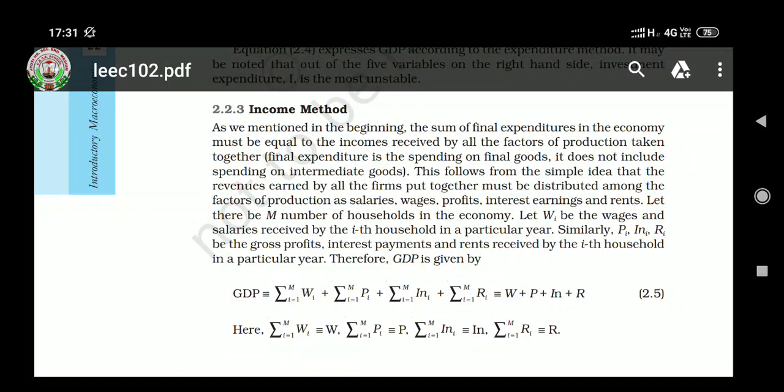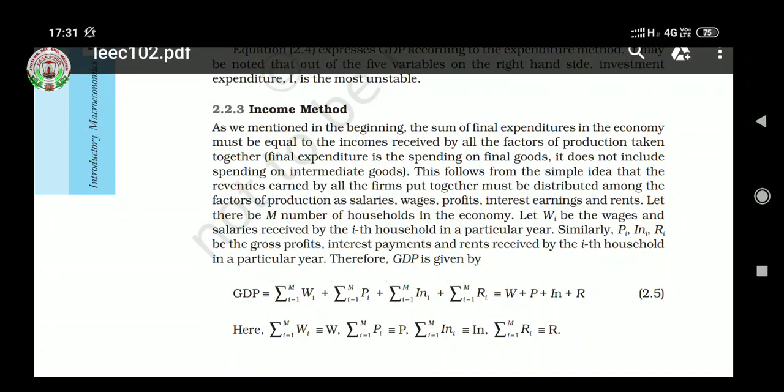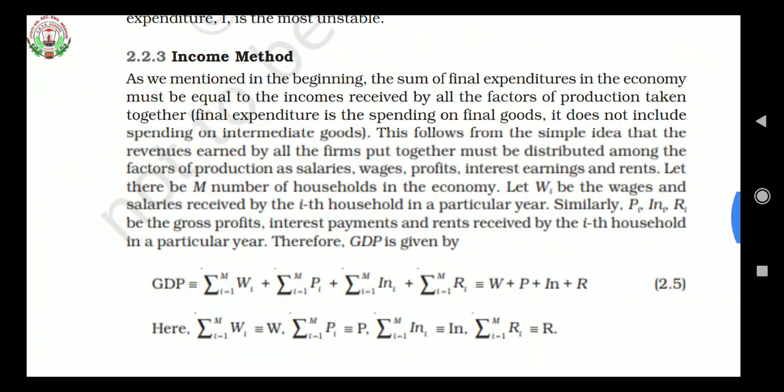This follows from the simple idea that the revenues earned by all the firms put together must be distributed among the factors of production as salaries, wages, profits, interest earnings, and rents. Salary is earned by the employees, wages by the laborers, profit when someone invests some money, interest earnings when capital is invested, and rent when buildings or land are given for rent for the business.